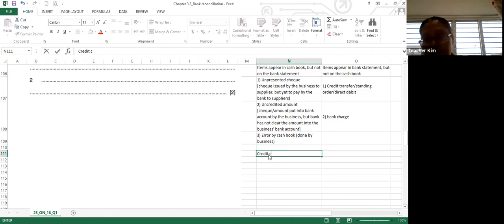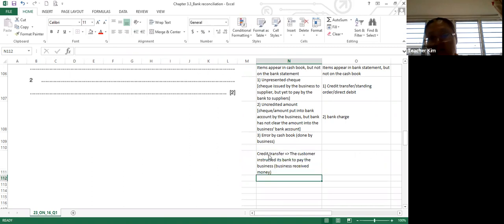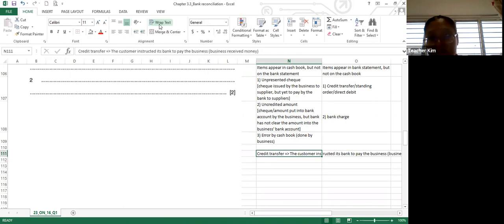Okay. Credit transfer. This one is where the customer instructs his bank to pay the business. So this one is where the business receives money. Okay, that is called credit transfer.